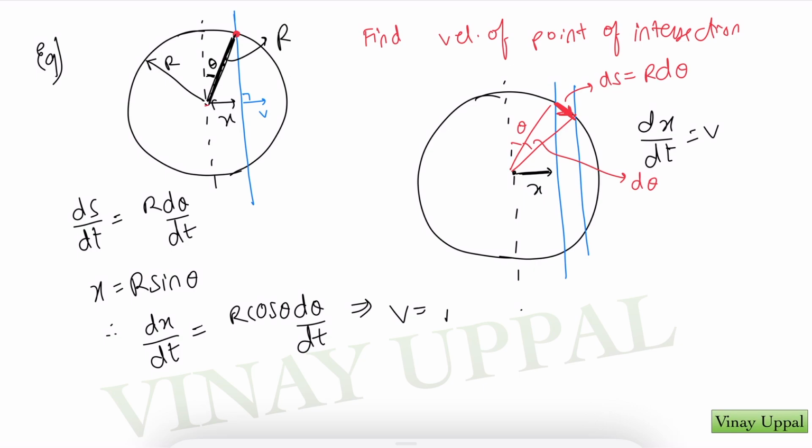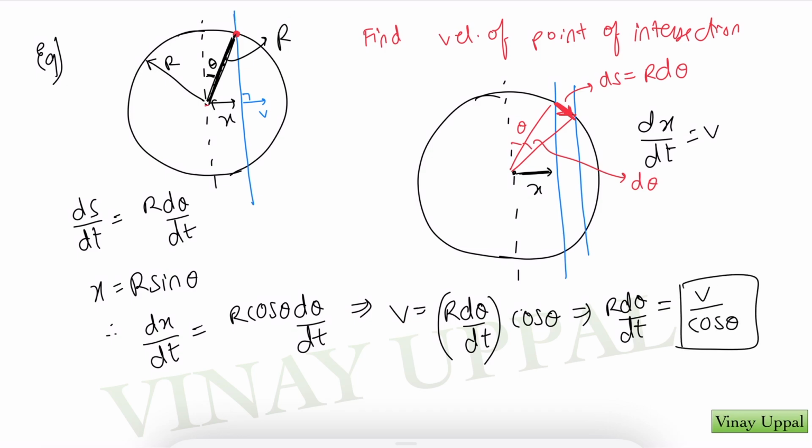So I'll have v is equal to r cos theta d theta by dt. So r d theta by dt, which is the velocity of the point of intersection, will be v by cos theta. So that will be the velocity of the point of intersection. So I hope you've understood how we've analyzed the kinematics of intersection points.